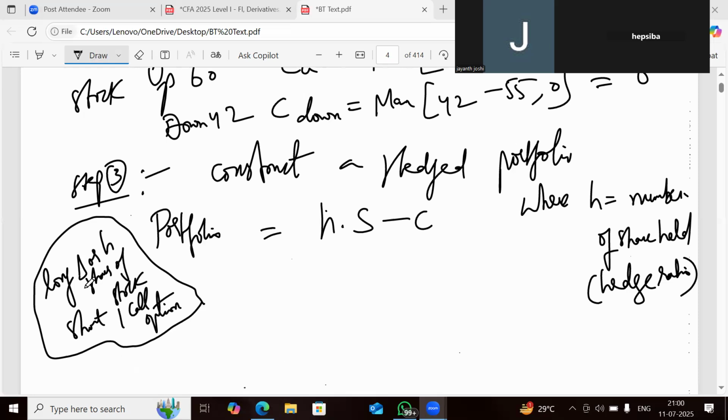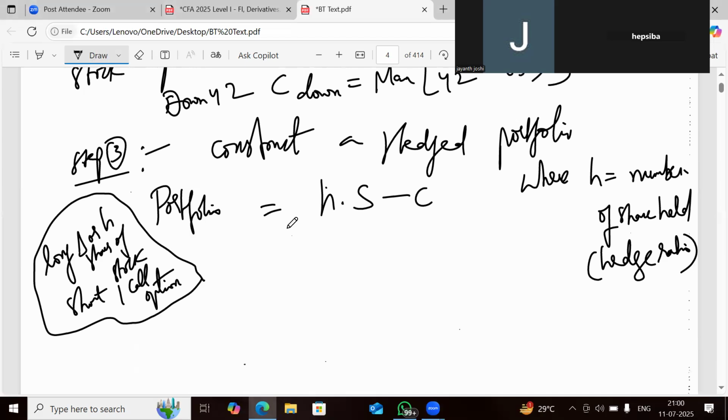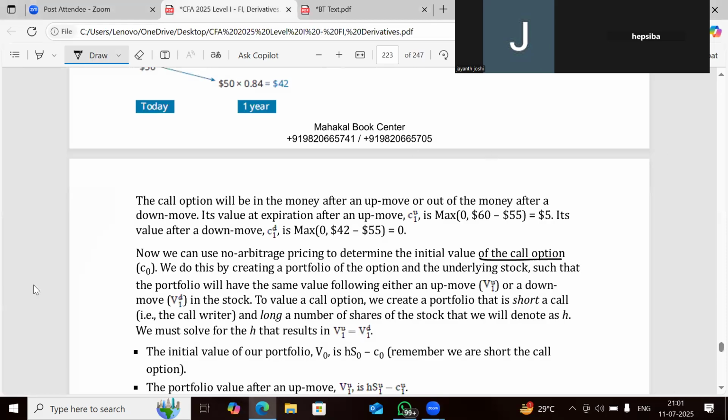So we are going to find out the hedge ratio, which we are representing with H, which will tell you how many shares we should be holding against one option. That's what we are going to learn here. Coming to the calculation part, we will do the calculation right now. So this is the portfolio formula, as they have given in the text also.